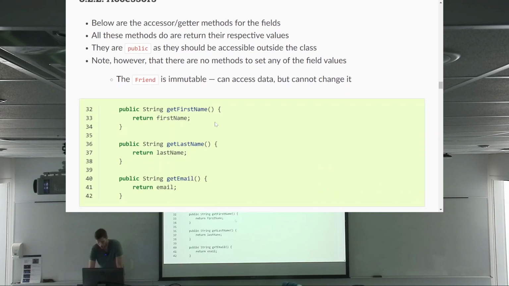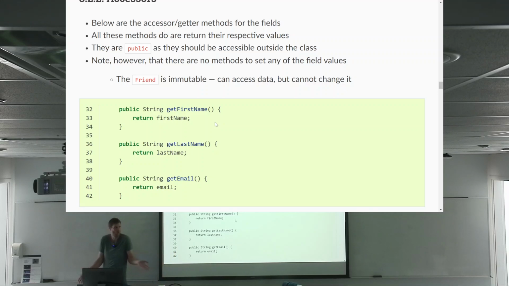Okay. Below are the accessors, sometimes called getters, for the fields. We had 3 fields, right? First name, last name, and email. The convention here would be like getFirstName, getLastName, getEmail. Now, it's not always going to be like this, but generally for your fields that you want to access, you call them get whatever.